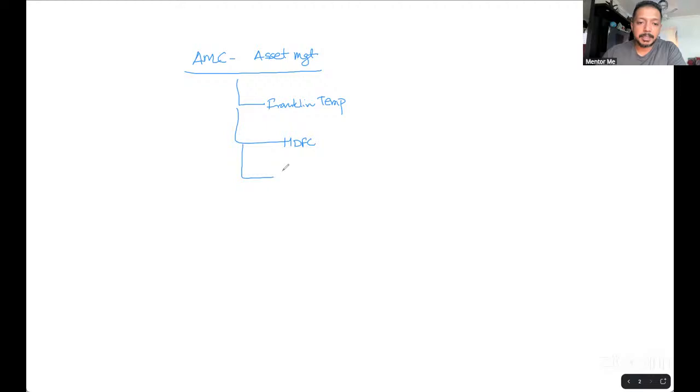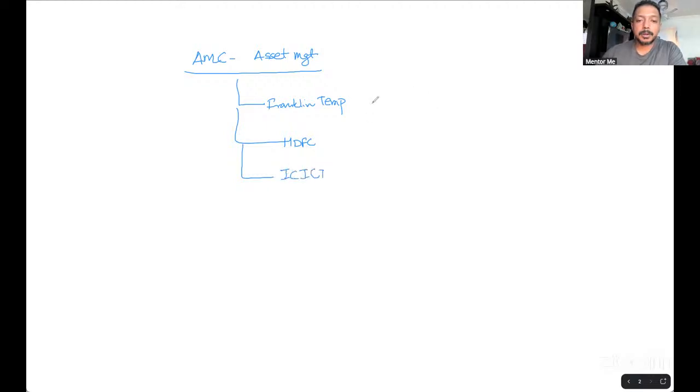That is one of the roles that a CFA can work for. Then the other is if you are, let's say, working with an AMC, an asset management company. There are so many asset management companies: Franklin Templeton, HDFC Mutual Fund, and let's say ICICI.